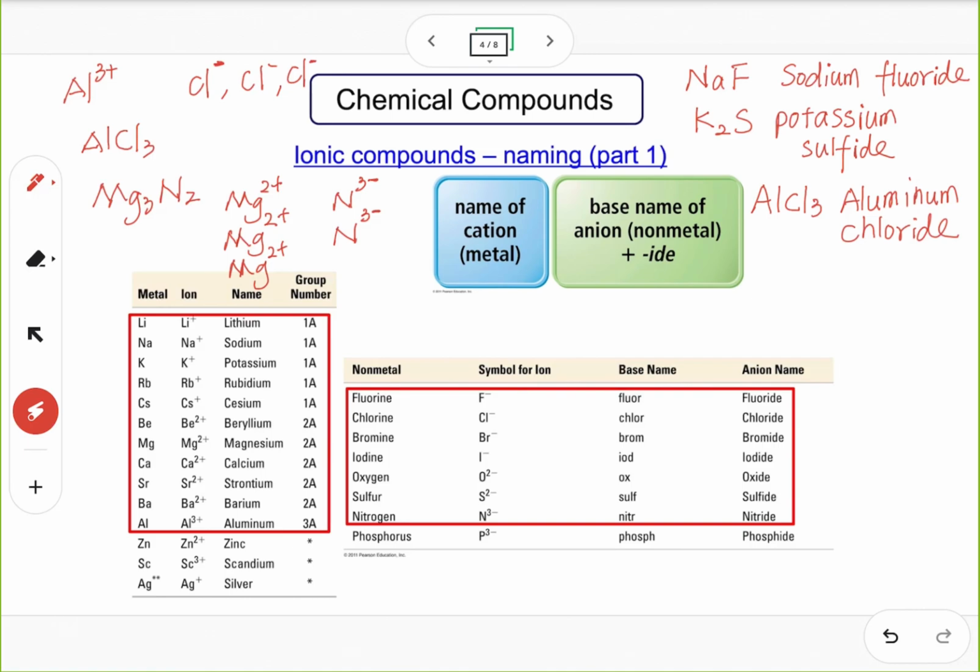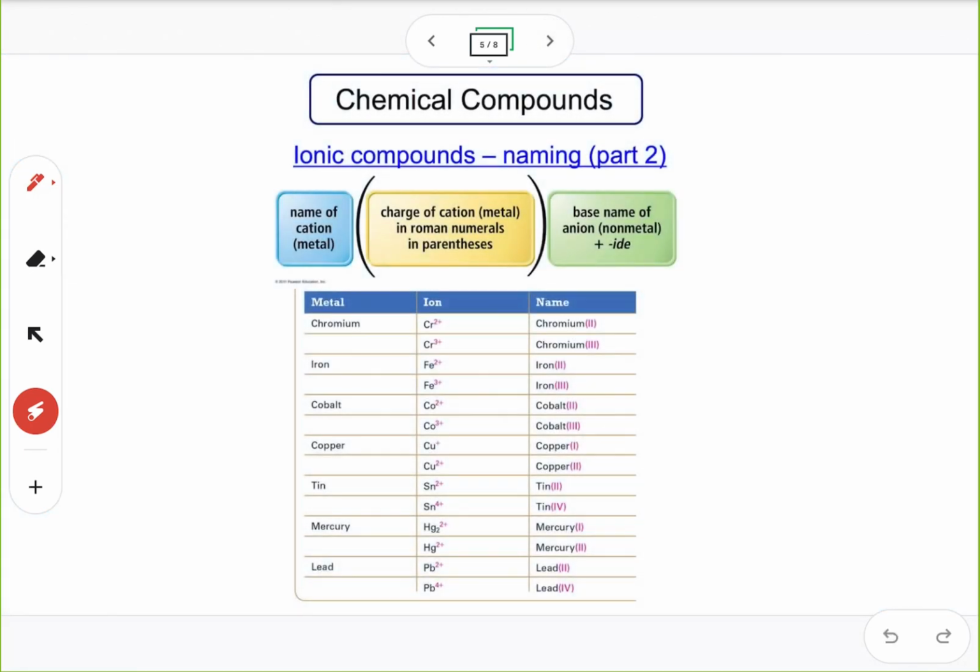But in chemistry, we have some metals. The main group metal elements on the previous slide have only one charge. But for some metals, they could have more than one charge. For instance, chromium could lose 2 electrons to become chromium 2 plus, or 3 electrons to become chromium 3 plus. Copper could lose 1 electron to become copper 1 plus, or 2 electrons to become copper 2 plus.